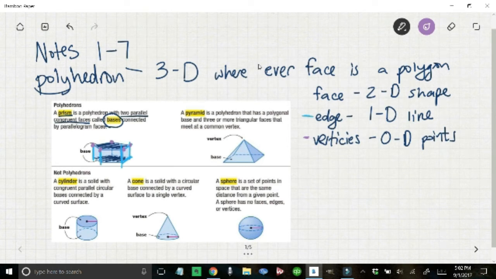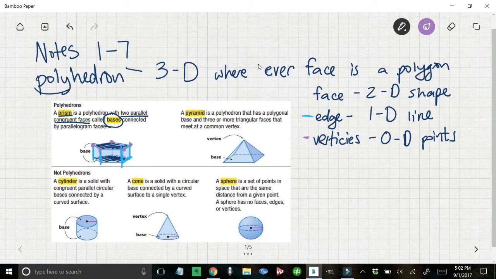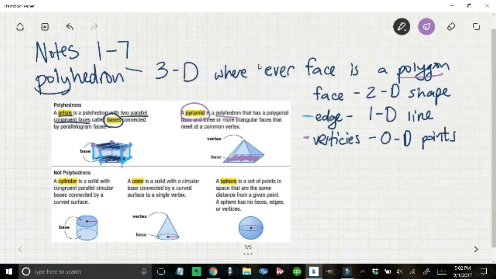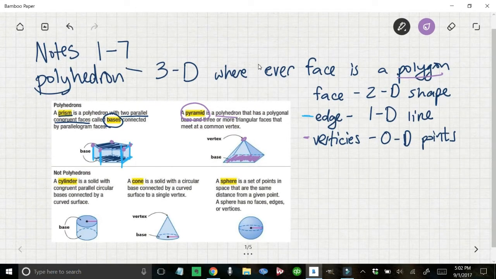Okay, the next word is pyramid. A pyramid's the polyhedron. So again, all of these faces are polygons that has a base, but then it doesn't have another base that's parallel to it. All of the other triangular faces meet at one singular vertex, and that's what makes it a pyramid. So this is like the type of pyramid that you would see in Egypt, but we're going to find out that there are other pyramids too.